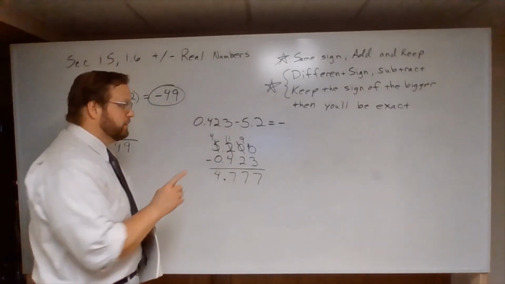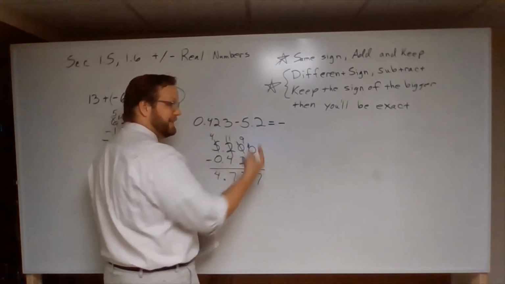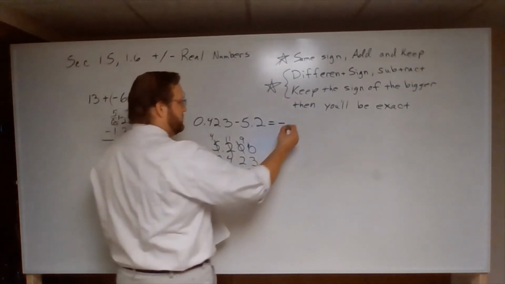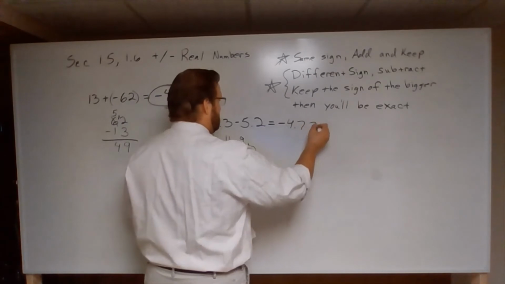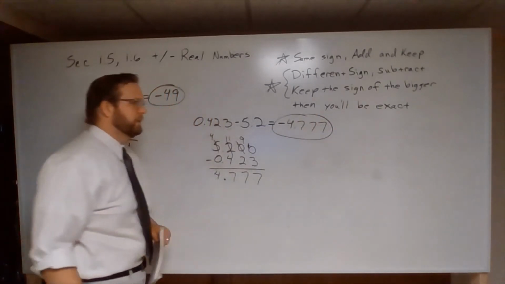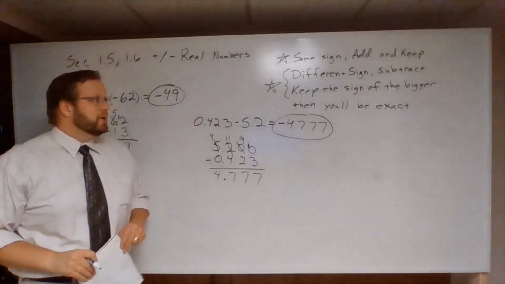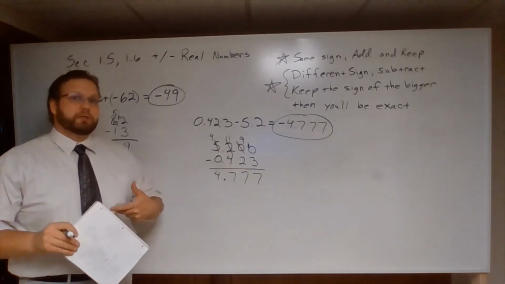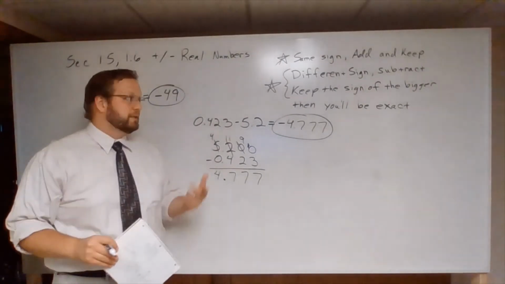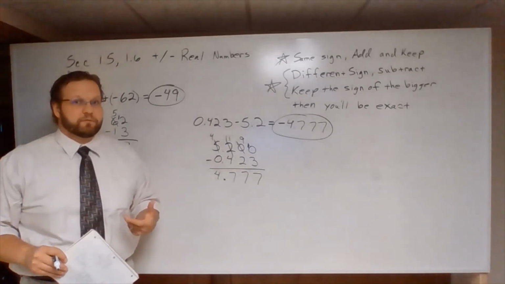Okay, and don't forget, the very first thing we did was determine that that answer should be negative. So negative 4.777. And there we go. Again, there's not much to be seen or talked about in this section. It's a lot of repetition.